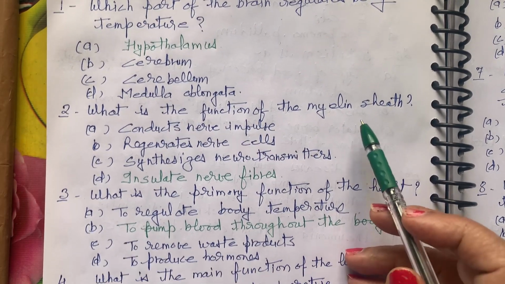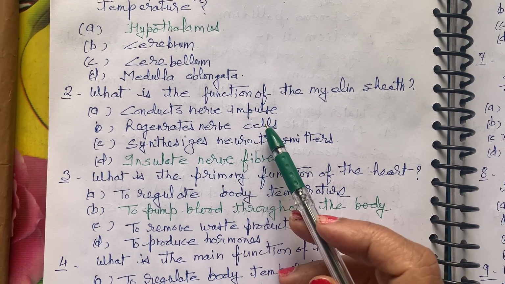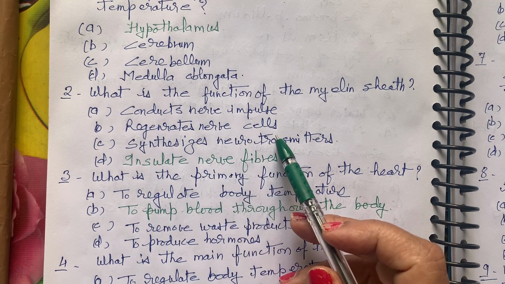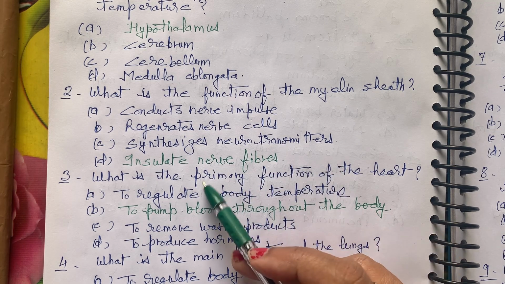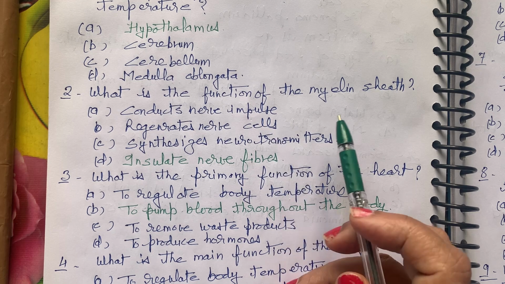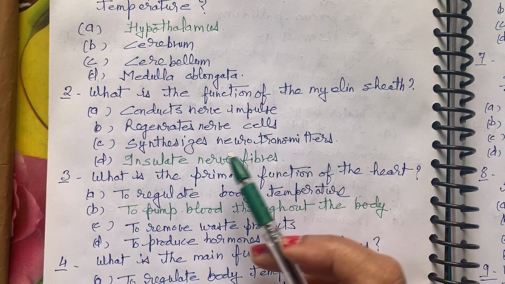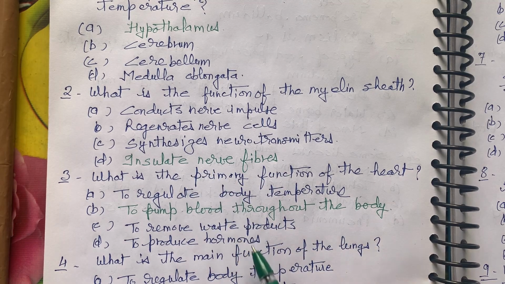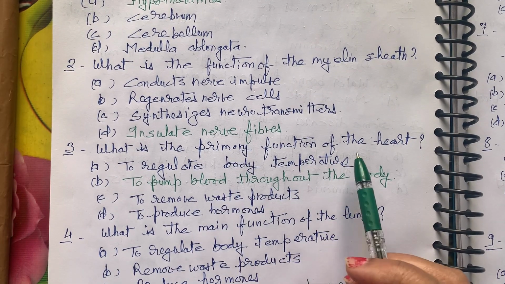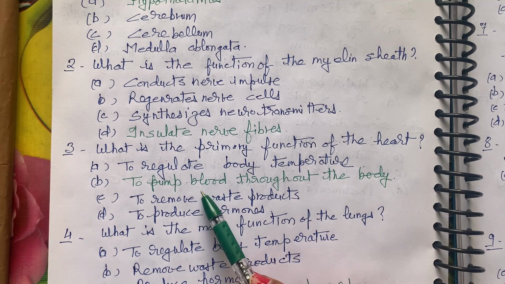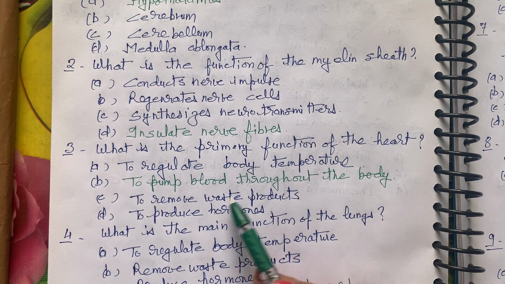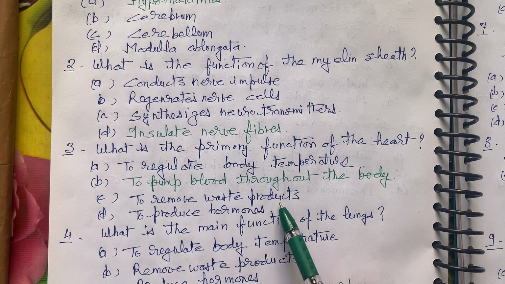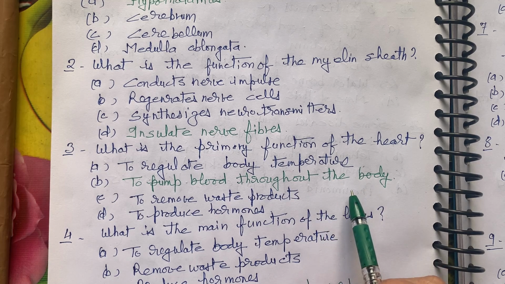What is the function of the myelin sheath? Conducts nerve impulse, regenerates nerve cell, synthesis neurotransmitters, insulate nerve fiber. The correct option: the function of myelin sheath is to insulate nerve fiber. Last option is correct. What is the primary function of the heart? First option, to regulate body temperature, to pump blood throughout the body, to remove waste products, to produce hormone. The correct option, to pump blood throughout the body, that is the main function of the heart.